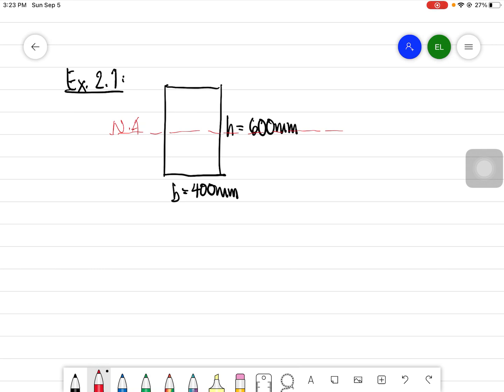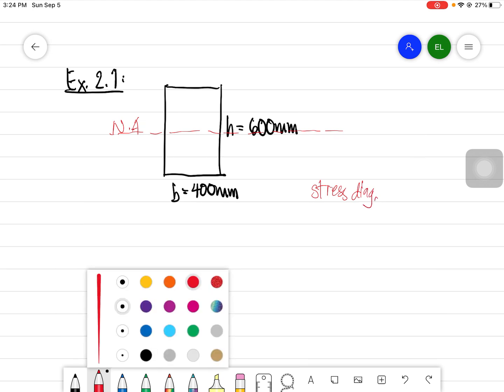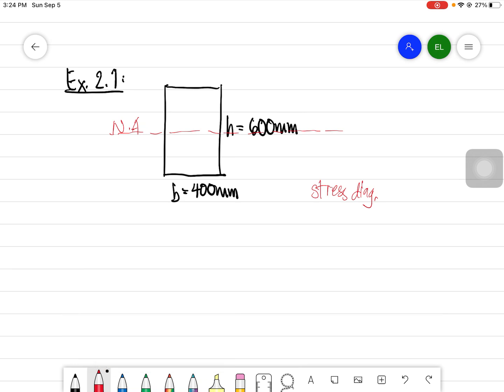If we try to recall the stress diagram of our uncracked section, take note, the assumption there is uncracked. Then the flexural stress there was this one. Now fc, this is for the compression side. Then we also have this one, going to that direction.